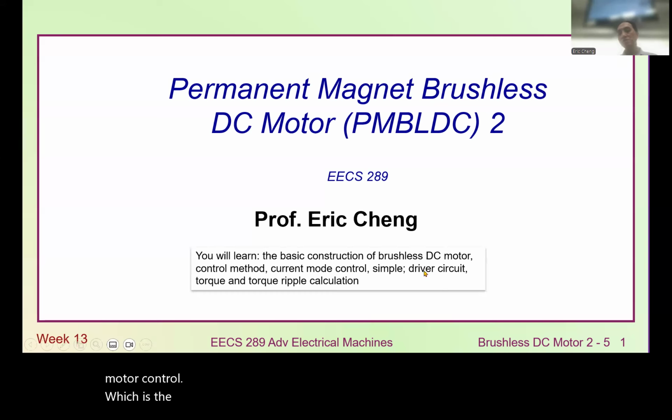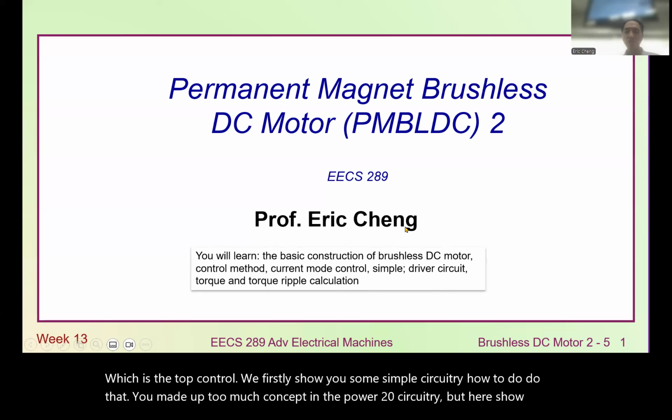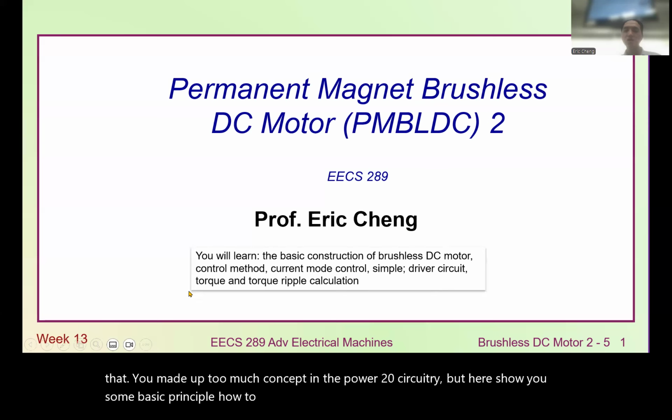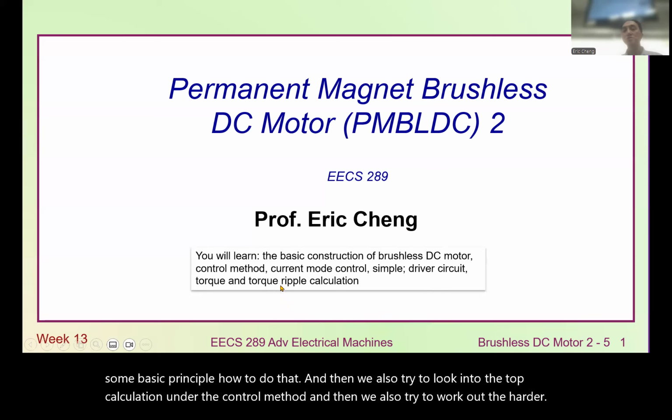We firstly show you some simple circuitry, how to do that. You may not have too much concept in power electronic circuitry, but here I show you some basic principles of how to do that. And then we also try to look into the torque calculation under the control method, and we also try to work out the torque ripple.